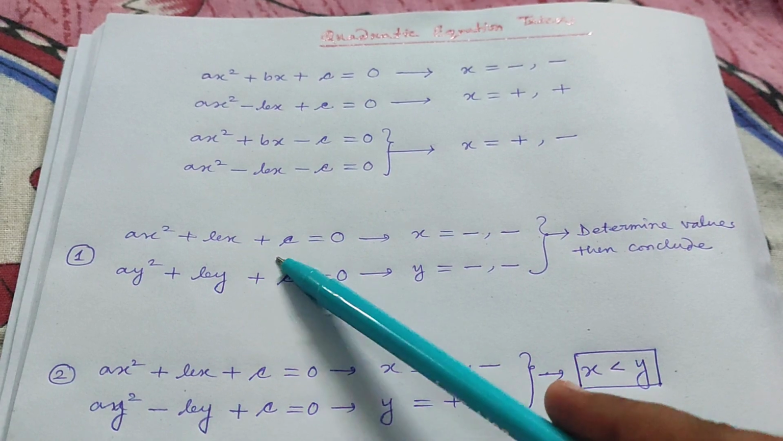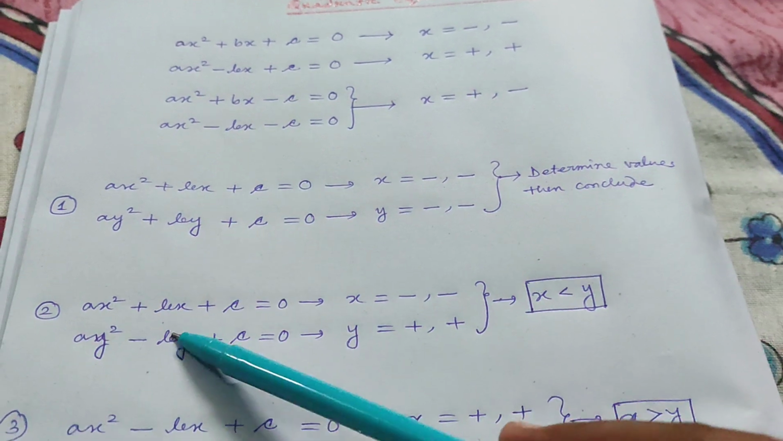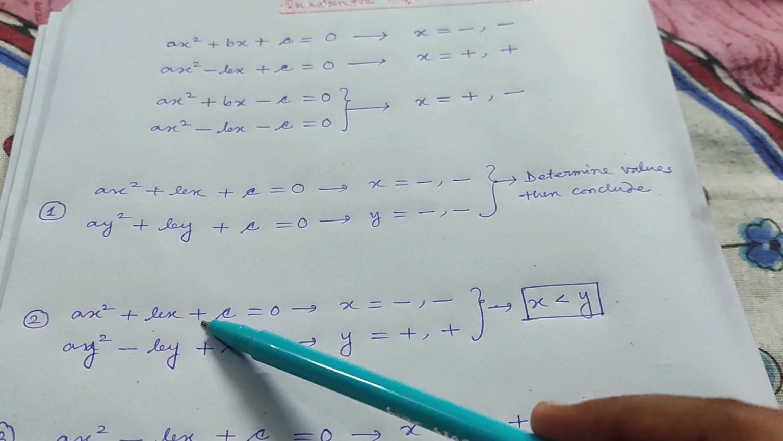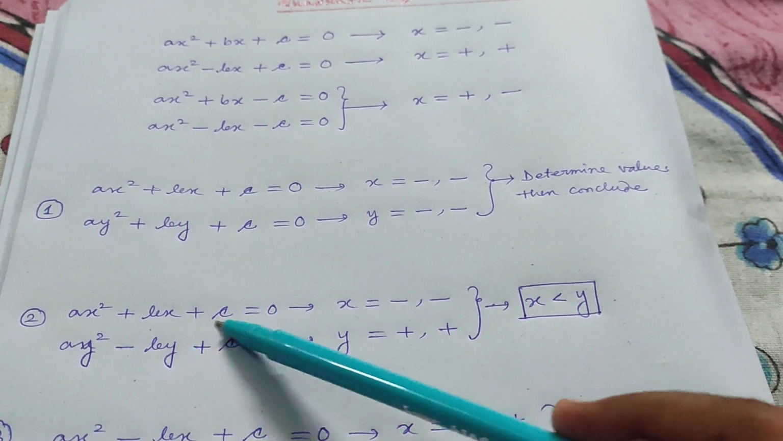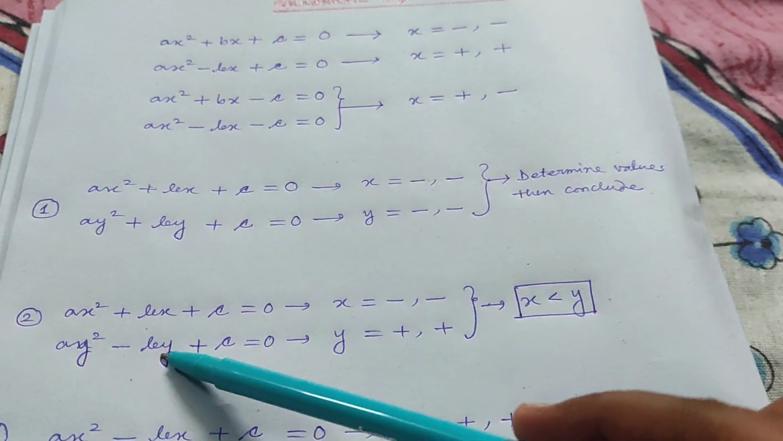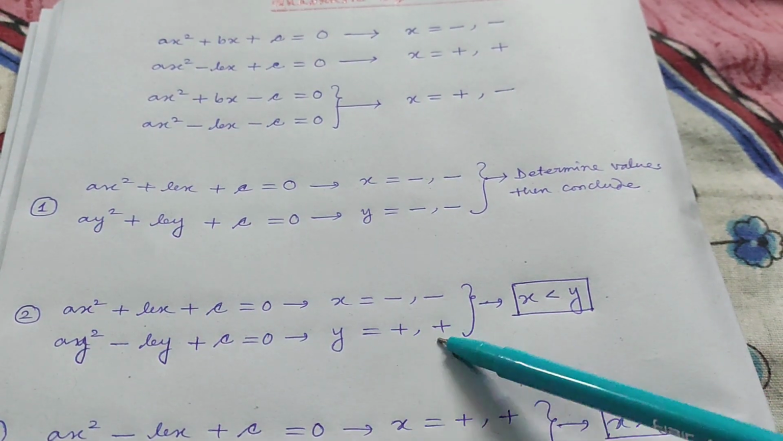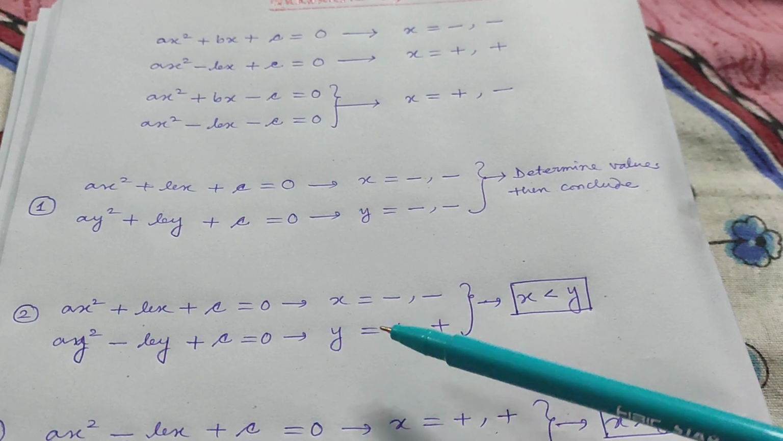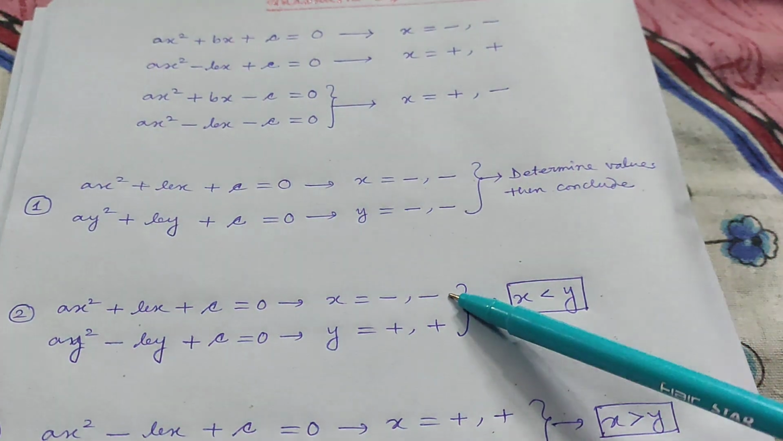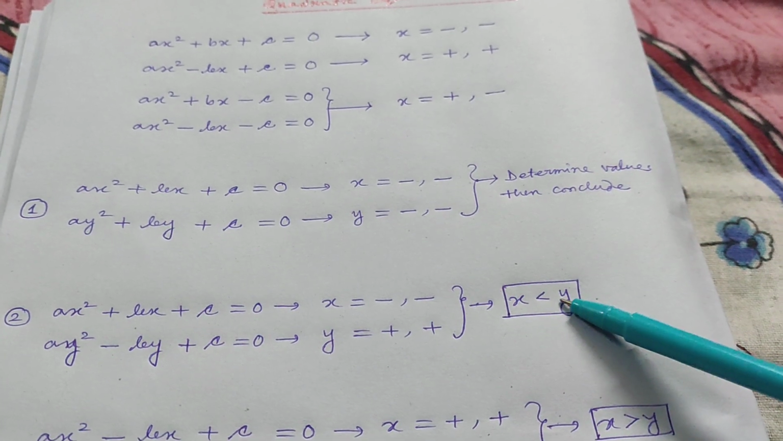So let's take an example of how you can solve these by a simple trick. First of all, we are not focusing on type 1, we are starting with type 2. If the first equation is like that, where all the signs are positive, then obviously both values of x will be negative. In the second equation, where the middle term is negative, the values of y will be positive. So you don't need to determine the values; just by seeing the equations you can say that both values of x are negative and both values of y are positive. So obviously x will be less than y.